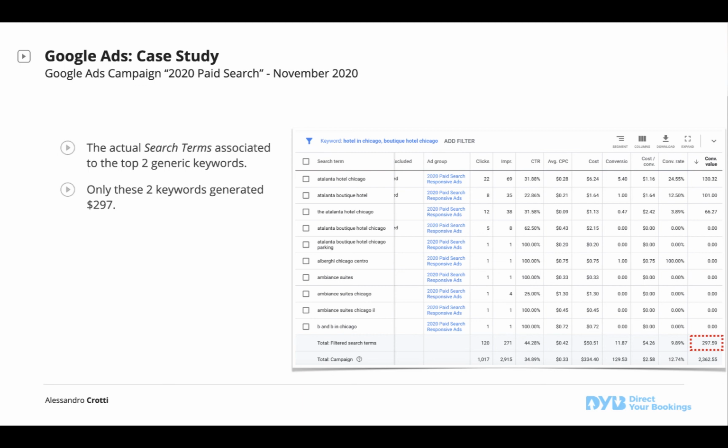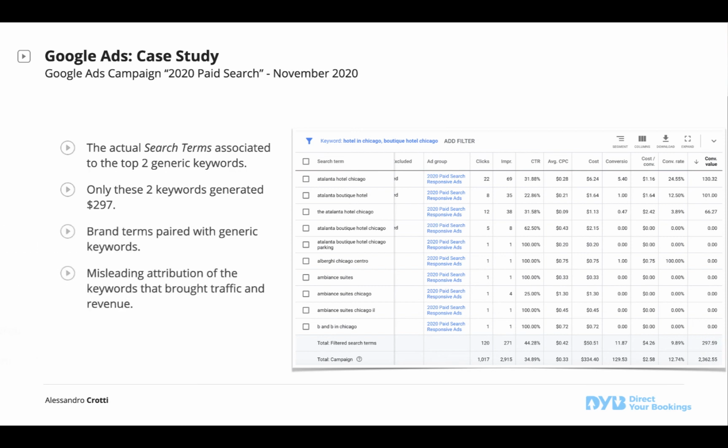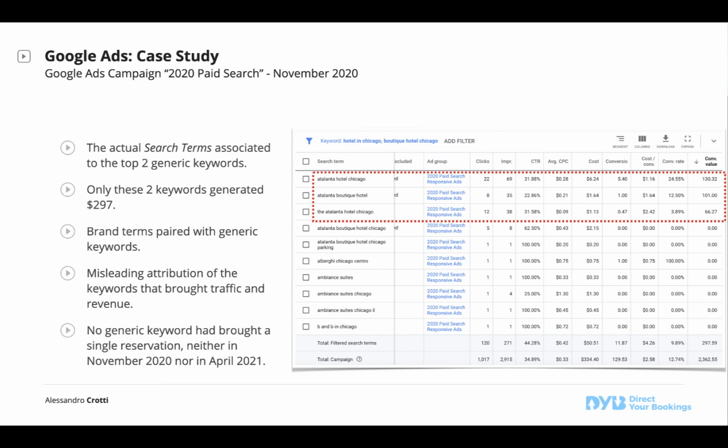Even though the keywords are generic, hotel in Chicago, boutique hotel Chicago, brand related search terms were actually the ones triggering those keywords. Why? Because those keywords are again in broad match type. Besides, these two keywords, hotel in Chicago and boutique hotel Chicago, generated $297 in revenue, so conversion value. But if you have a deeper look into which terms actually brought the conversions, it's just the brand related terms. The conversion value, as you can see, is not zero only in the first 3 search terms, which are brand related terms.